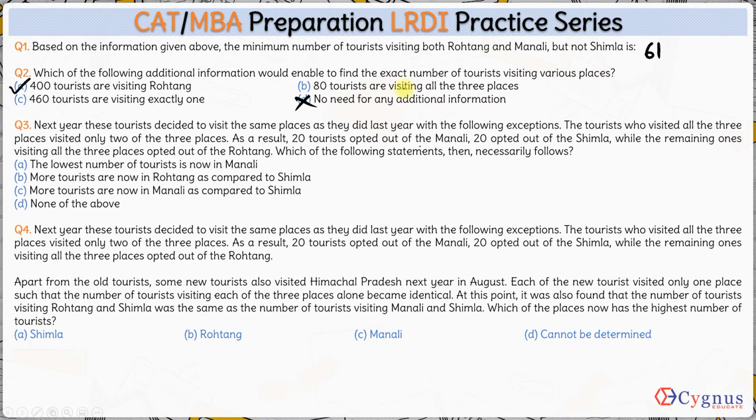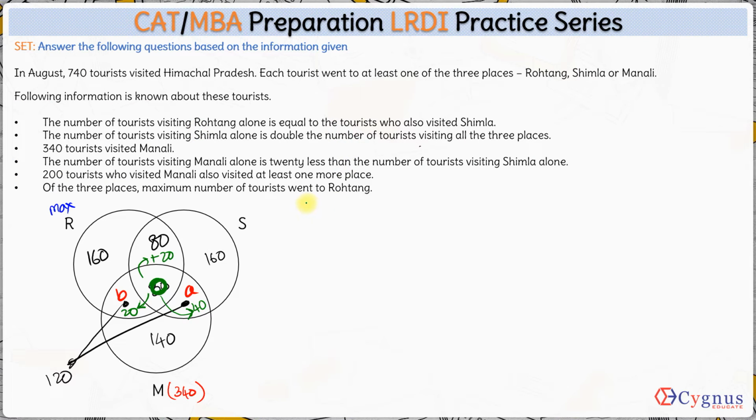Now, which of the following statements necessarily follows? Out of these four statements, which of them is correct? We have to figure that out. Now, the lowest number of tourists is in Manali. Let's try to figure out the number of tourists in each of these places. One thing you should keep in mind is that this point will not apply for the next year. This point was only for the first year. That is, the maximum number of tourists visiting Rohtang was applicable for the first year. You don't have to apply this to the next year.